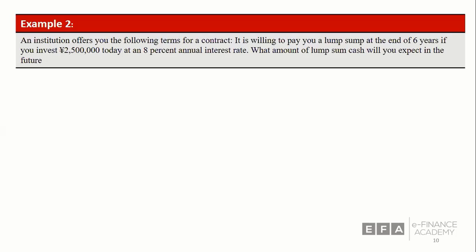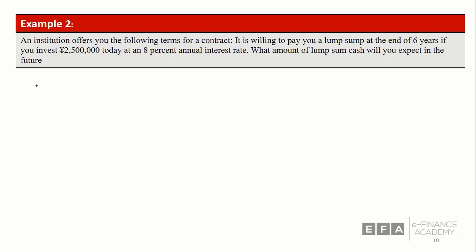And this is example 2, which says an institution offers you the following terms for a contract. It is willing to pay you a lump sum at the end of 6 years if you invest 2.5 million today at 8% annual interest rate. So what amount of lump sum will you expect in the future?